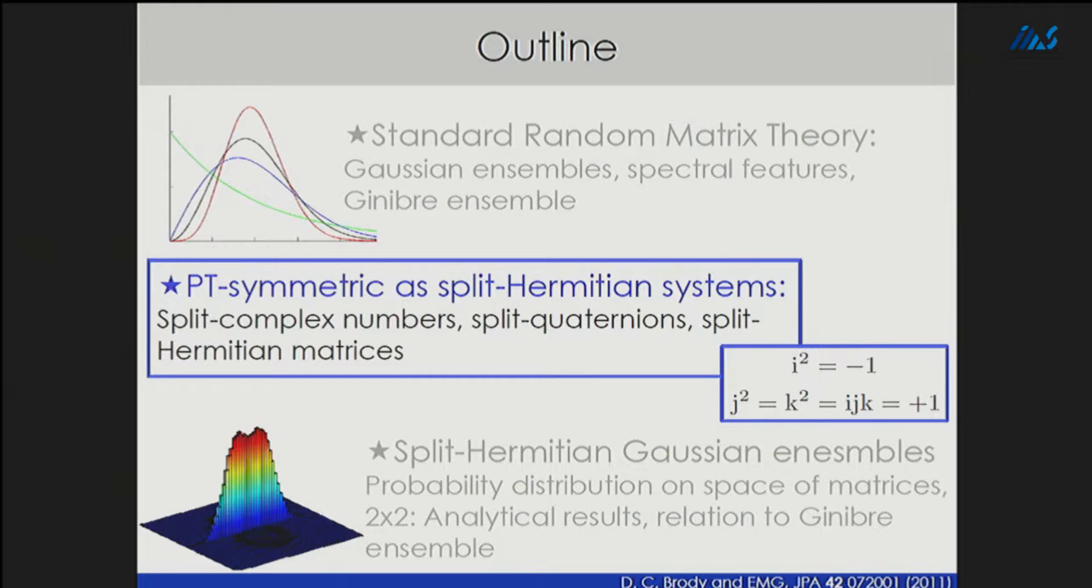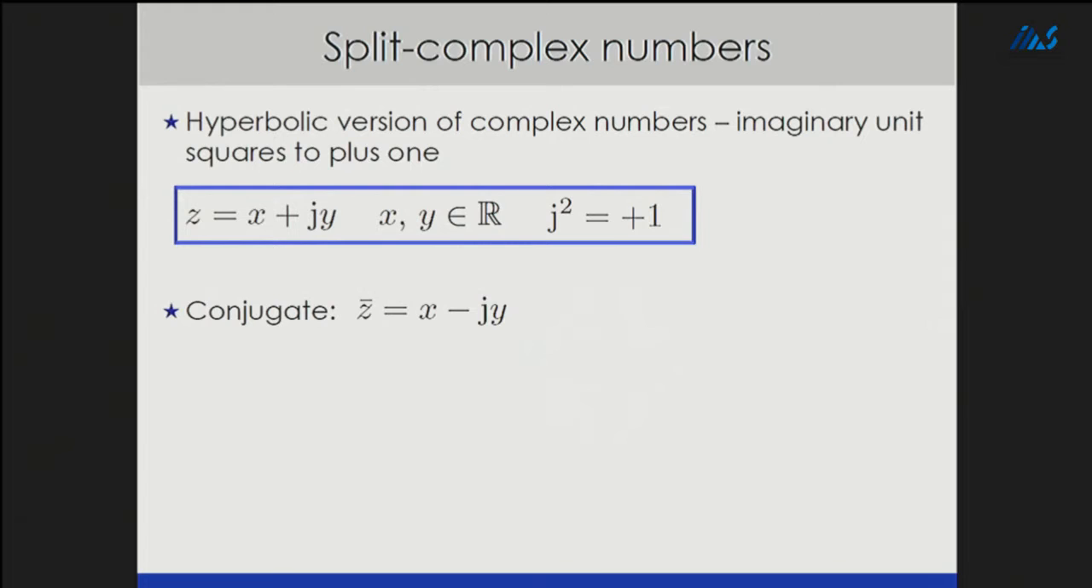Before I can talk to you about split Hermitian matrices, I have to tell you a tiny bit about split complex and split quaternion numbers. They're actually quite simple. The split complex numbers, in a way, are something like a hyperbolic version of complex numbers. It's just a number with two real components, x and y, and we have this imaginary unit, j, but instead of squaring to minus 1, it actually squares to plus 1.